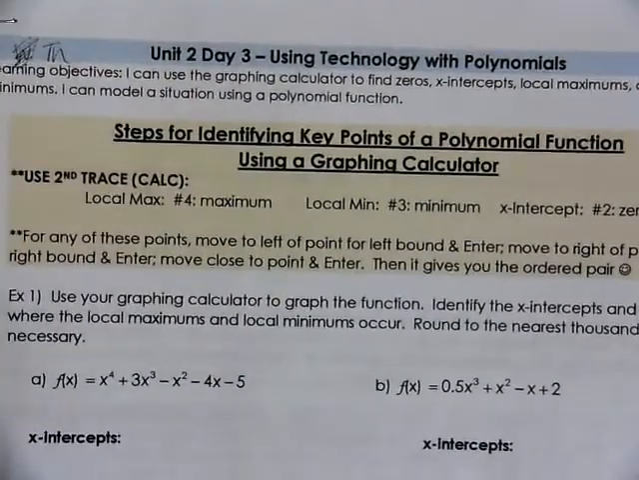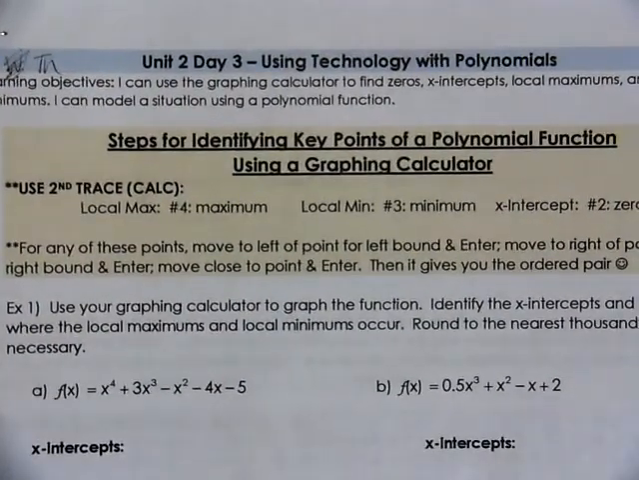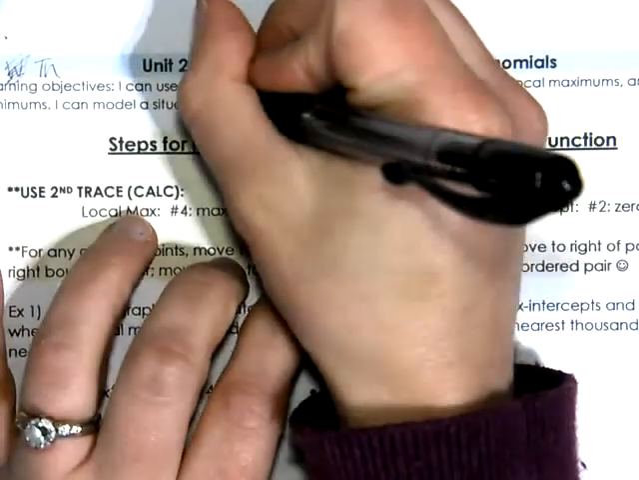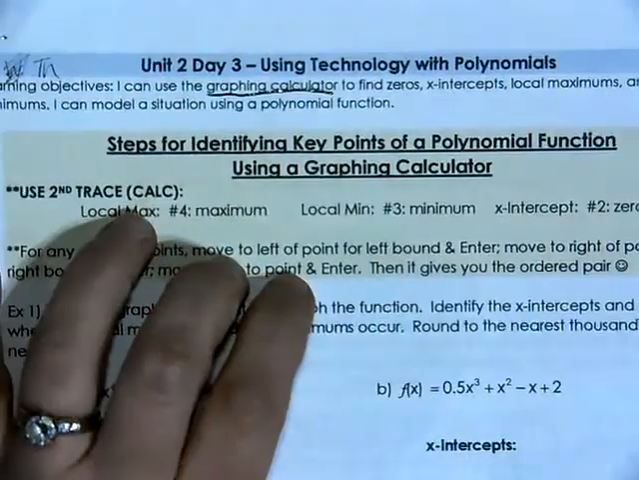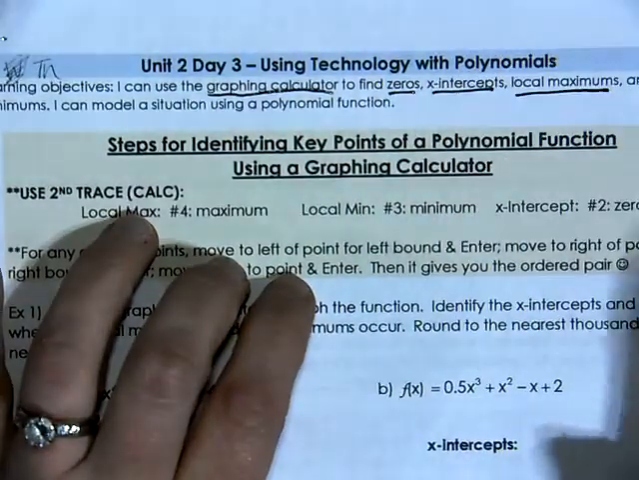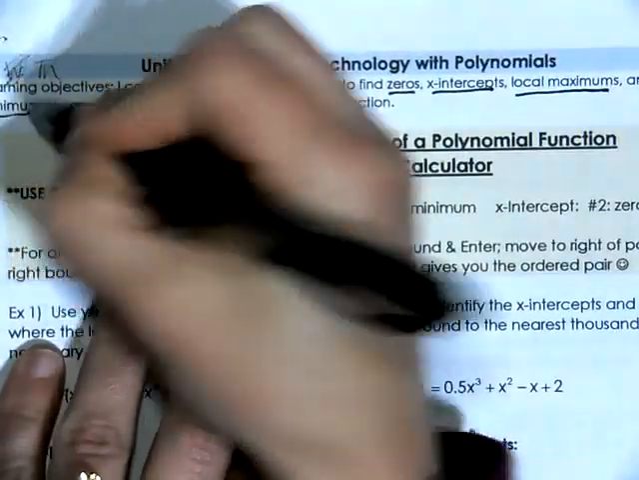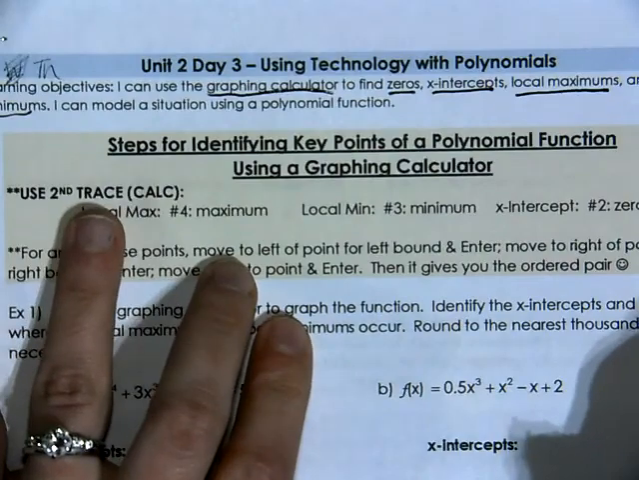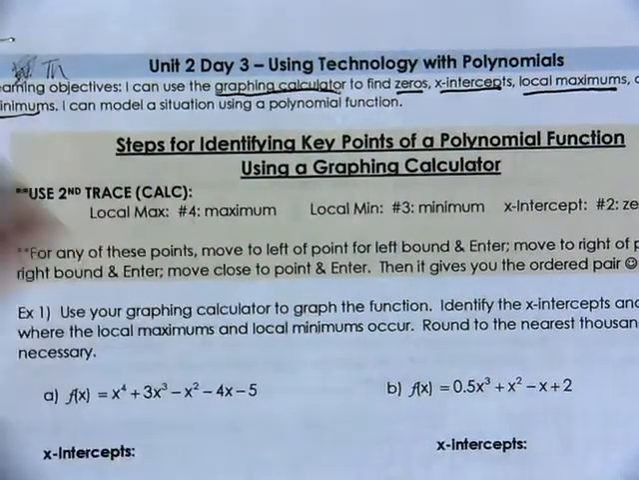Hi everyone, for today's lesson we are going to be using technology with polynomials. Our learning objectives for today are for you to be able to say, I can use the graphing calculator to find the zeros, x-intercepts, local maximums, and local minimums. And I can model a situation using a polynomial function.